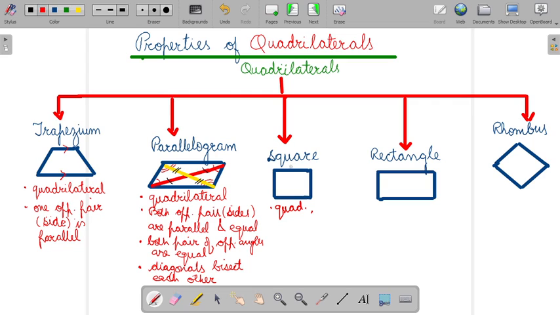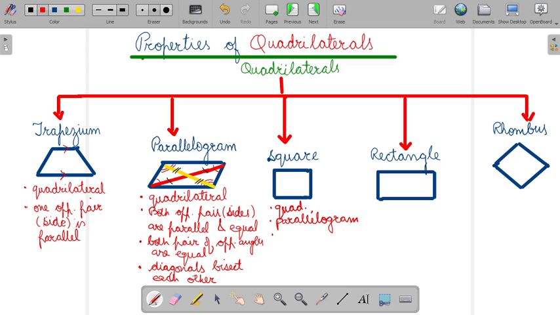Observe or compare square with the parallelogram. Is a square also a parallelogram? Yes. It is a parallelogram also, because in a parallelogram the opposite sides are equal and parallel. In the same way here also the opposite sides are equal and parallel. So all the properties of a parallelogram will be there in a square also.